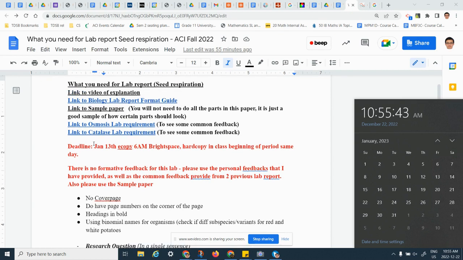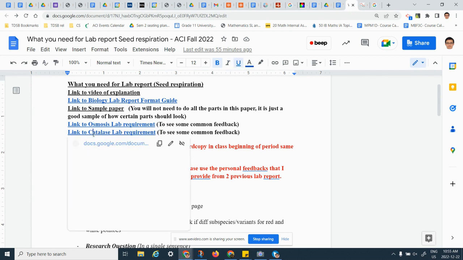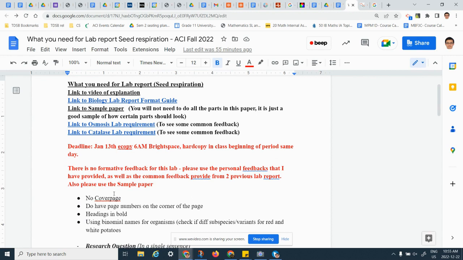Also, here I have the link to the osmosis lab so you can see some of the common feedback, and the link to the catalase lab so you can look at the common feedback. Okay. Also use a sample paper. I'll be giving you that. Okay.